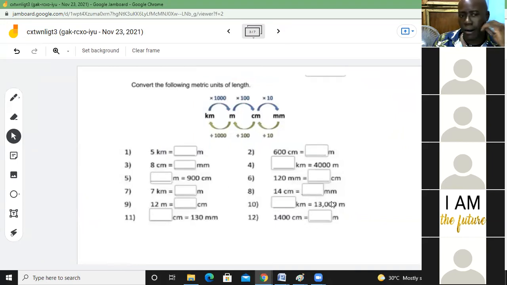So it's a few things, 1 to 12. We're thinking of converting them basically. The instruction reads, convert the following metric units of length. This is just me closing down length because we're going to go onto another thing after, but we have to close this down properly.